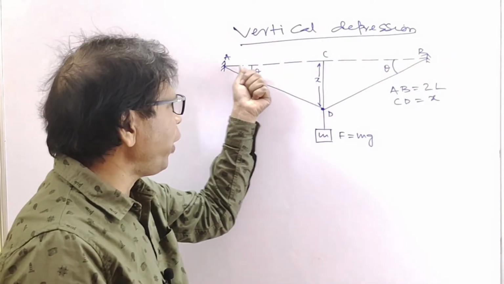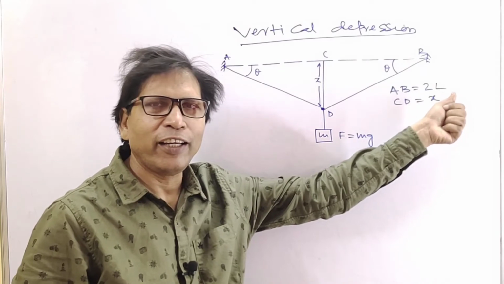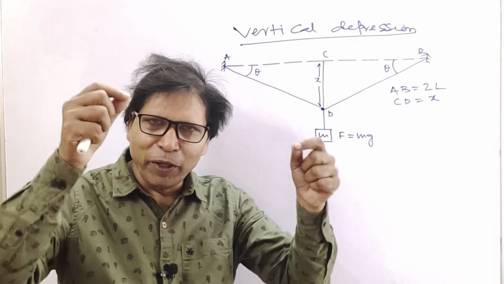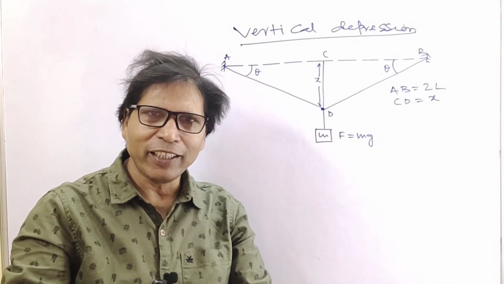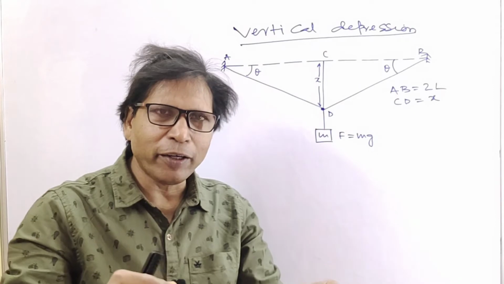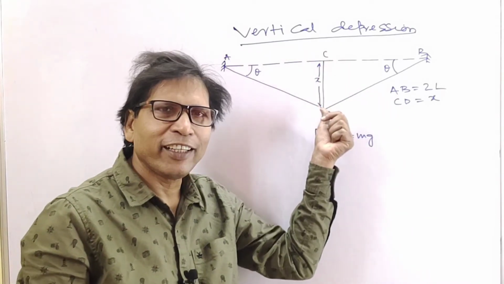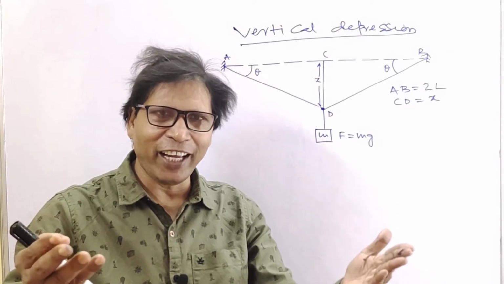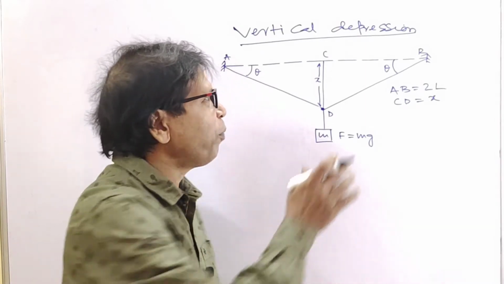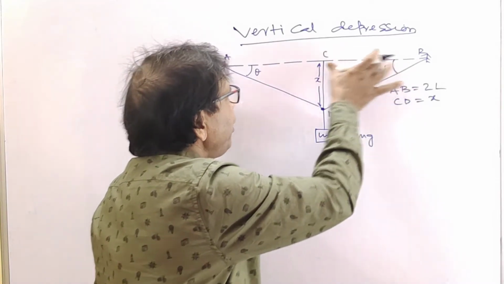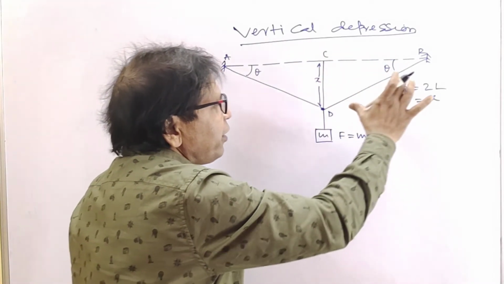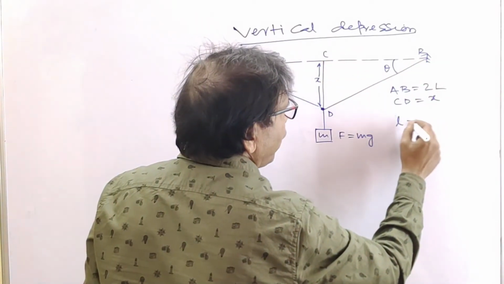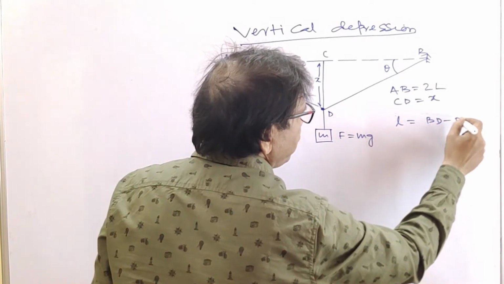Okay, next, vertical depression. This is a wire AB of length 2L. A load mg is acting at the midpoint, and the midpoint is lowered by an amount x. Now we have to calculate the expression for x. The increase of length of each section is BD minus BC. So the increase of length is equal to BD minus BC.